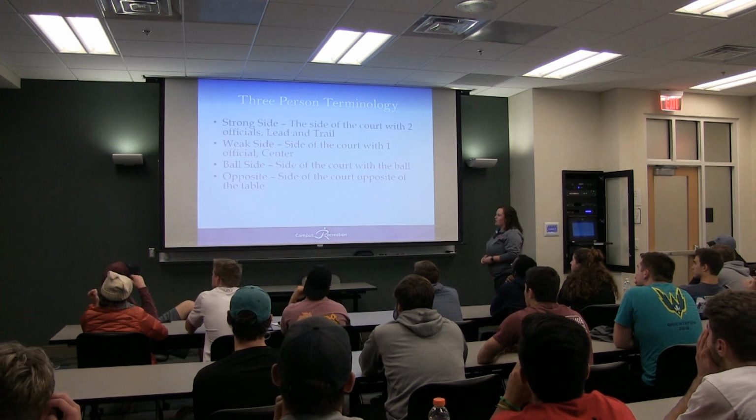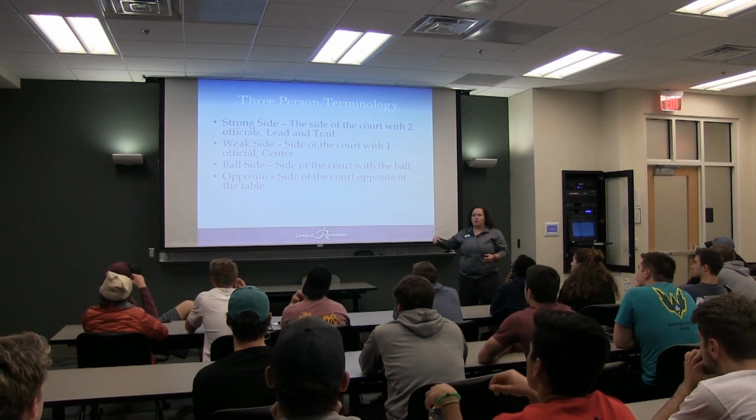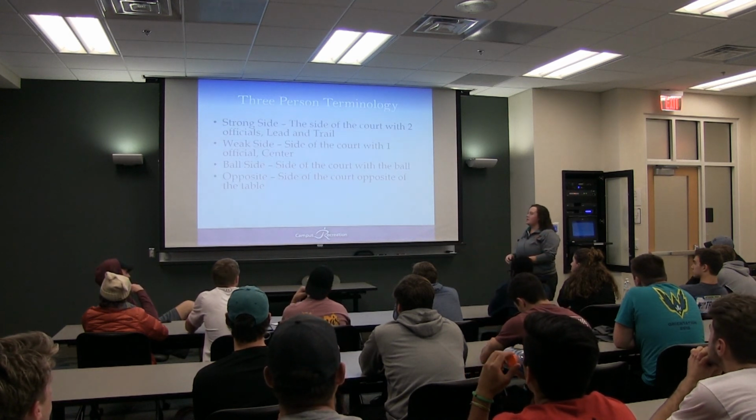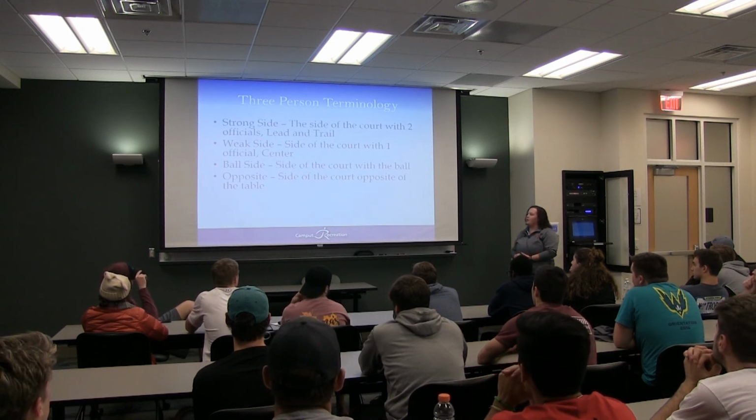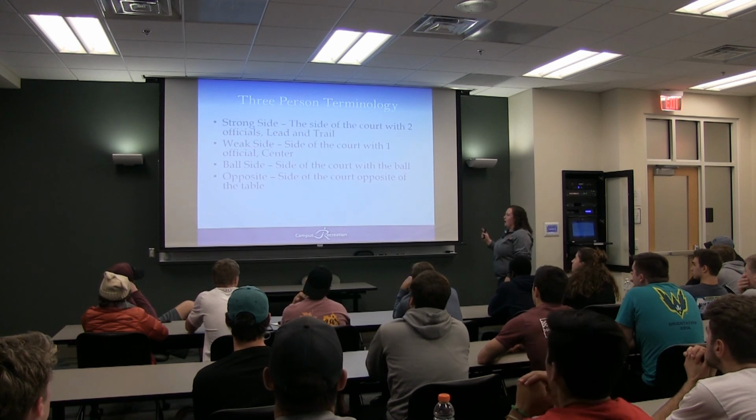All right, so there's a strong side and the weak side. Strong side is going to be the side that has the 2 officials. The weak side will be the one with the 1 official. It's pretty self-explanatory. Ball side is the side the ball's on. Opposite will be the side that the ball is not on. It's going to be opposite of the table.